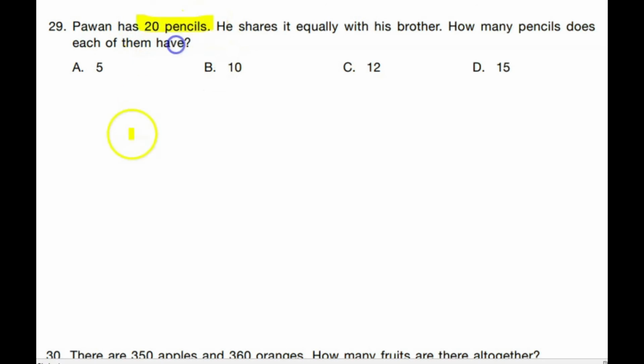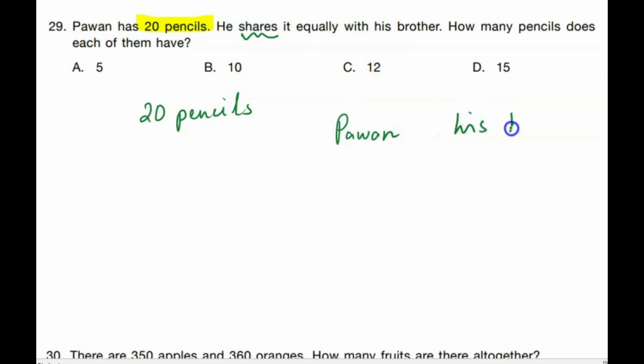Pawan has 20 pencils. He shares it equally with his brother. How many pencils does each of them have? So how many pencils are there? 20 pencils. So here it's sharing between Pawan and his brother. How many people are there? 2. Pawan and his brother.